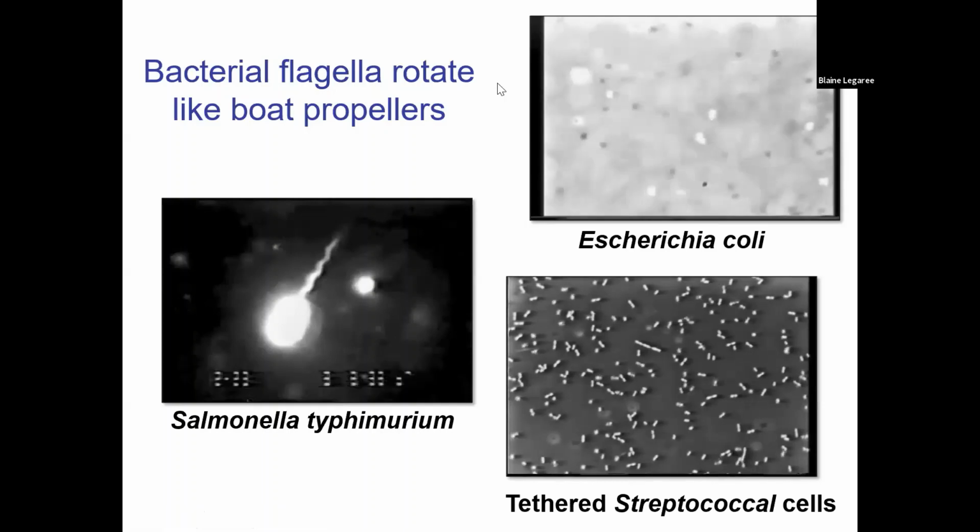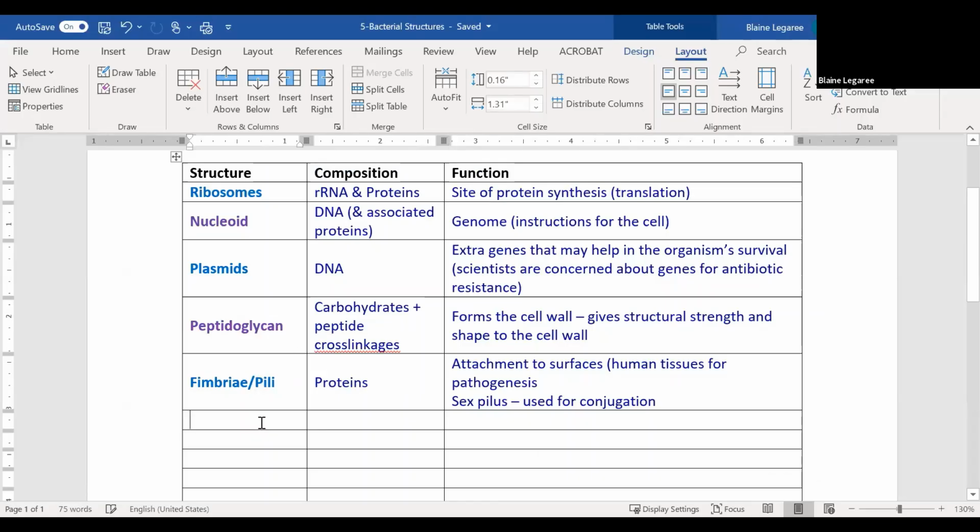There we go. Okay, so I'm going to go back to the Word document and add our next F word, which is flagella. And these are made out of proteins as well. So what is their function? The function is motility, which is just a fancy word meaning swimming.